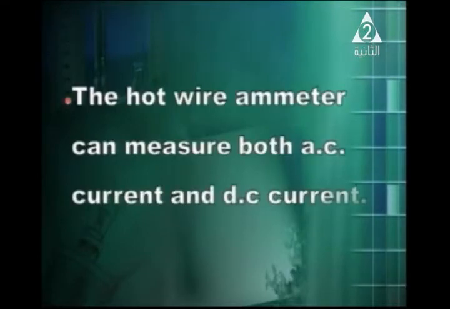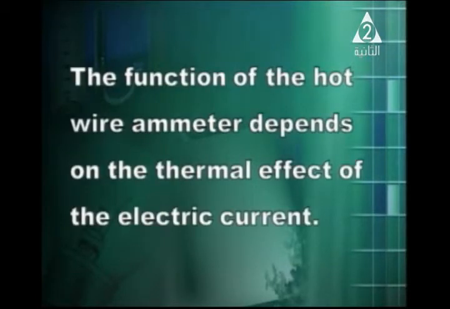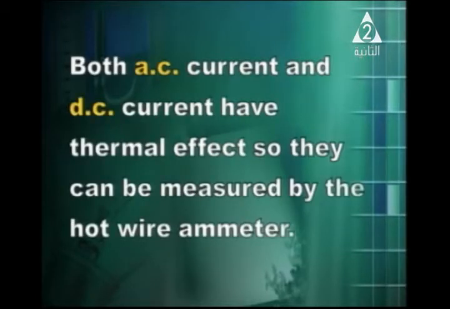Another reason: the hot wire emitter can measure both AC current and DC current. As a matter of fact, the function of the hot wire emitter depends on the thermal effect of the electric current. Both AC current and DC current have a thermal effect, so they can be measured by the hot wire emitter.